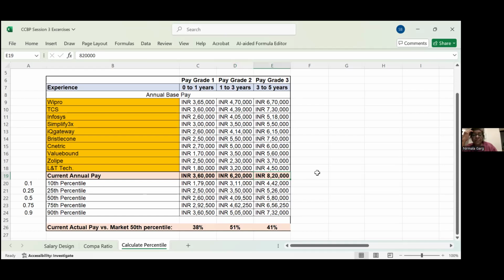And grade 3? Grade 3 also is much higher than my percentile, because my 50th percentile is 5.8 lakhs. Absolutely. 50th is 5.80 and 90th is 7.30. Even your salary is 8 lakhs 20, and even the 90th is 7 lakhs 30. Okay, good job.